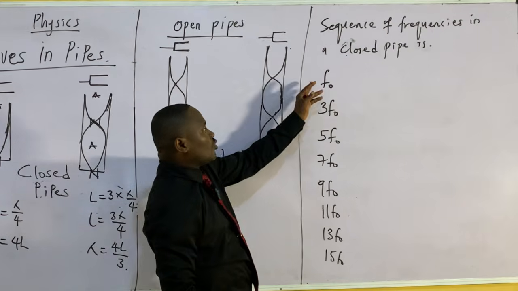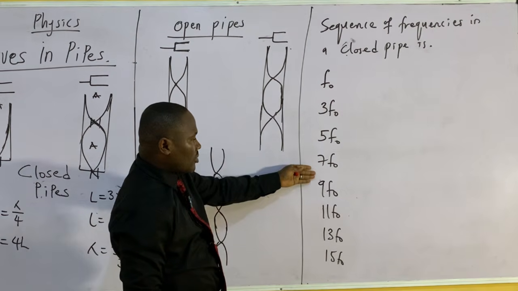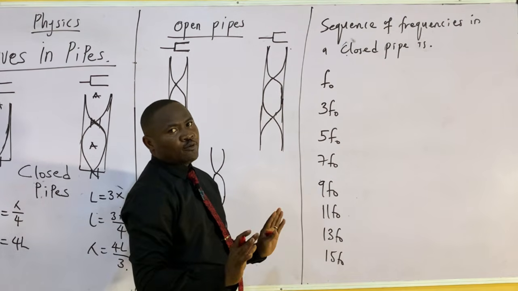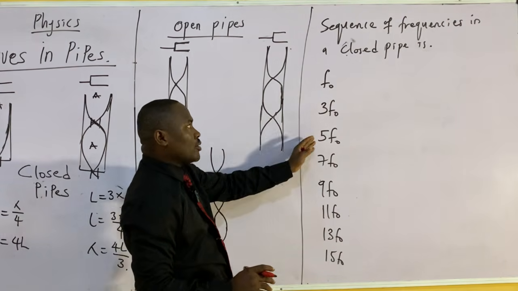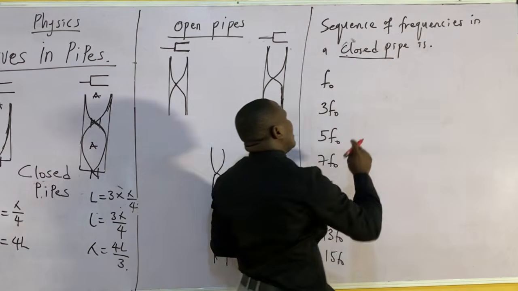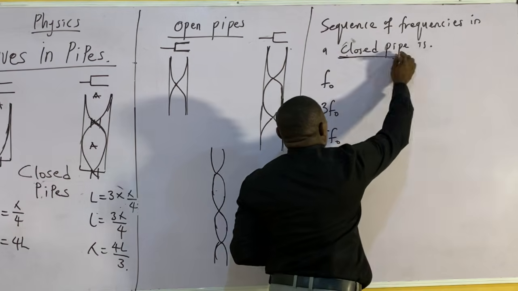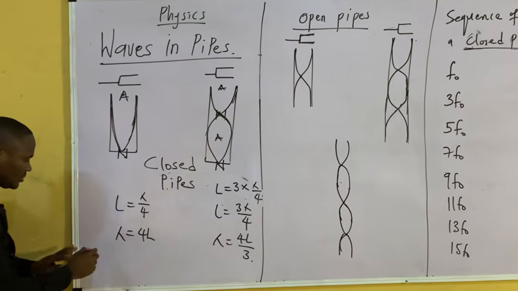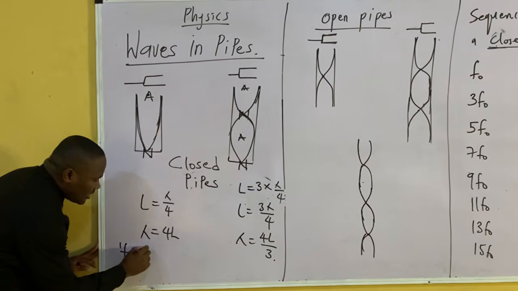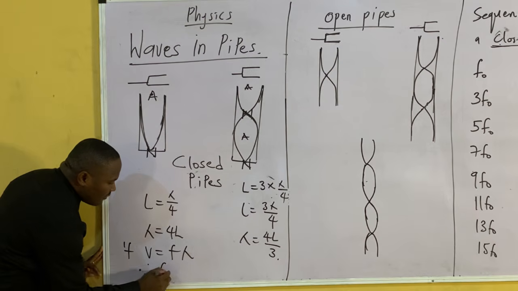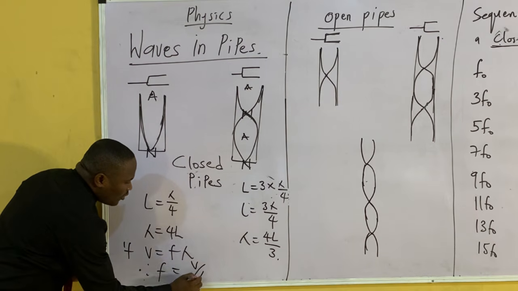If you take a look at all these numbers, you see that they are odd numbers only. There is no even number in them. So the sequence of frequency in a closed pipe is only odd numbers all through. Now, look at what I want to do here. If V equals F lambda, therefore F is equal to V over lambda.